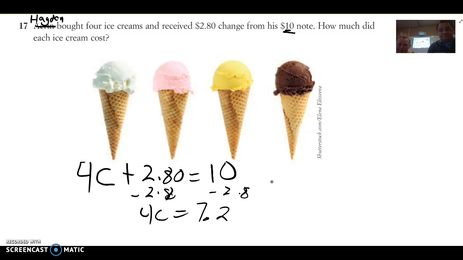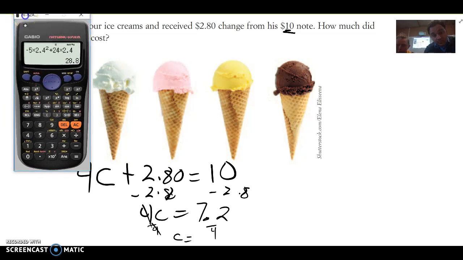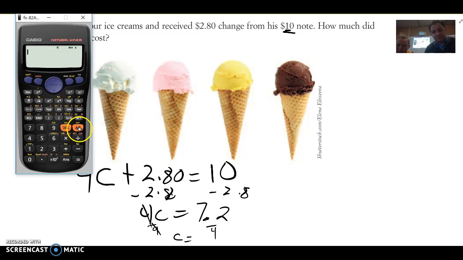Find how many times 4 goes into 7.2. So divide both sides by 4, right? If I divide that by 4, I have to divide that by 4. That 4 would cancel out with that 4. So you get C equals 7.2 divided by 4. Do you have a guess what 7.2 divided by 4 is?